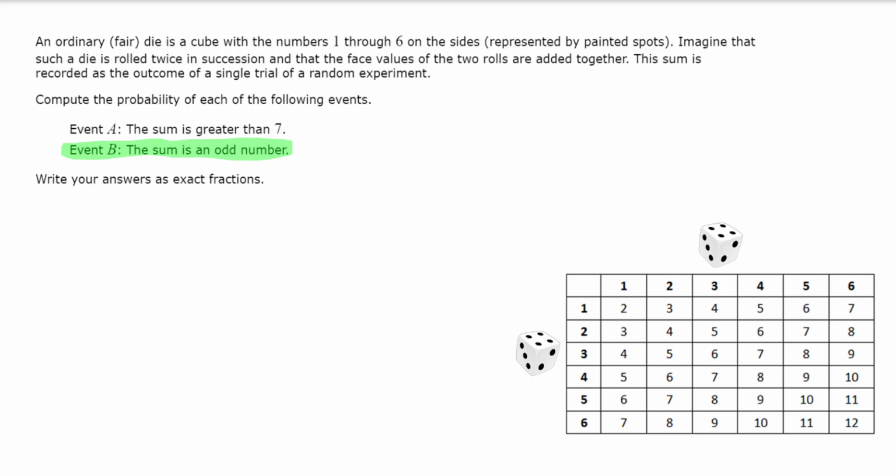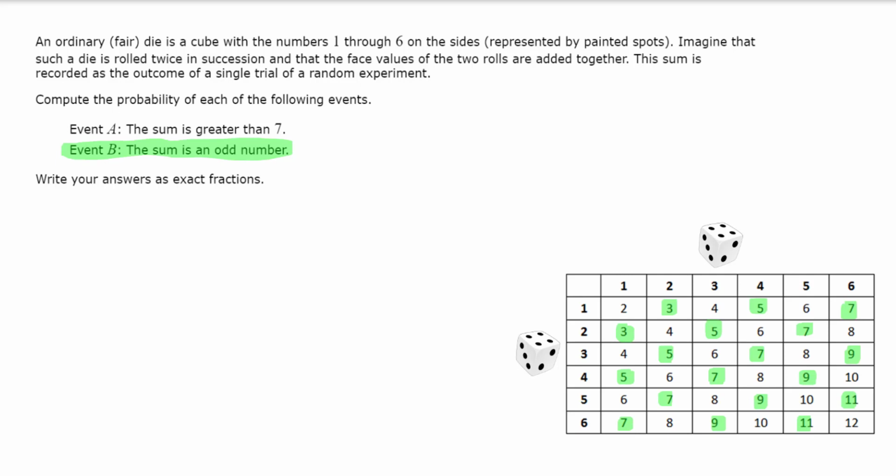And in this case I can see that my odd sums would be 3, 5, 7, 9, 11, and that's it. The ones that I did not mark are evens, and we want the probability that the sum is an odd number.